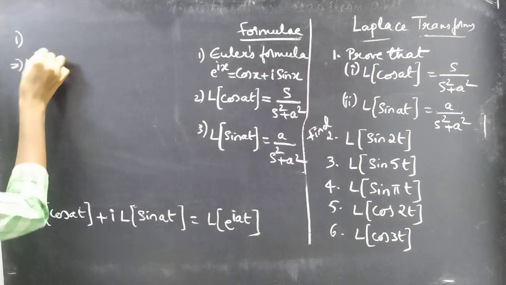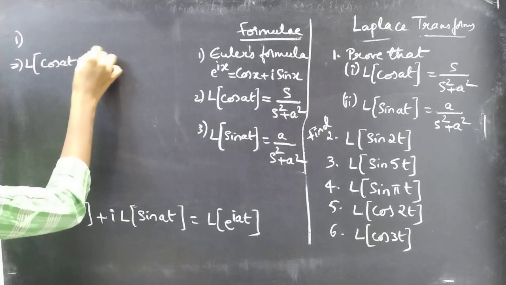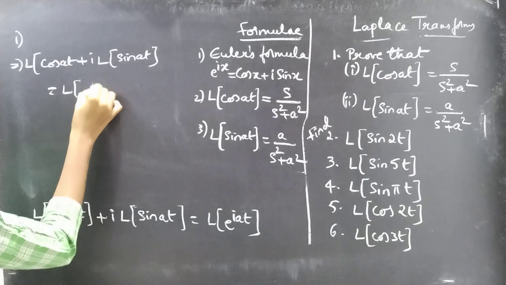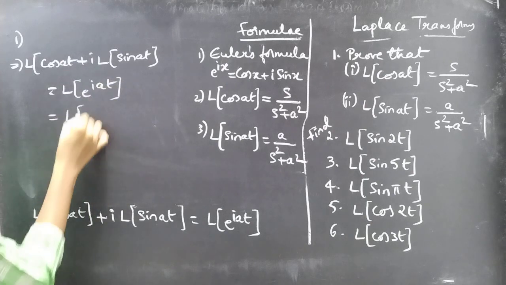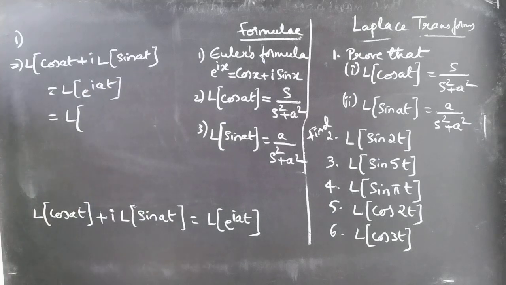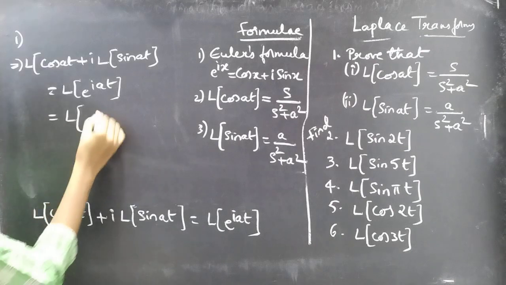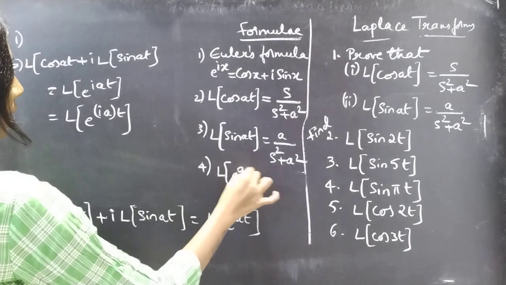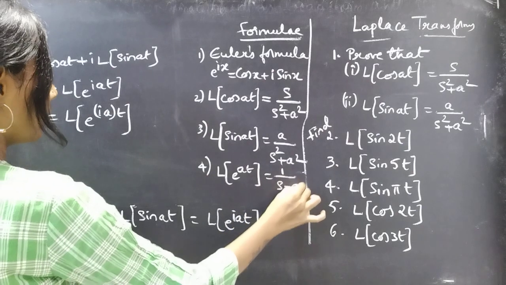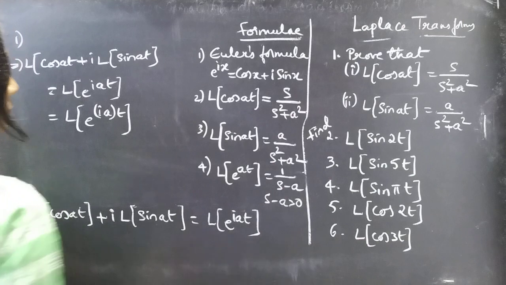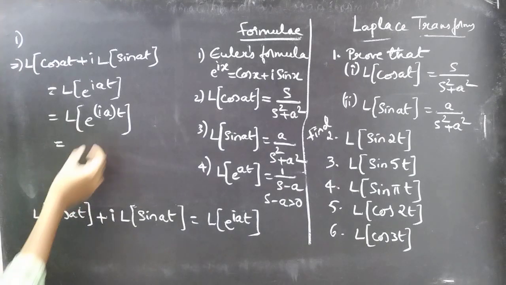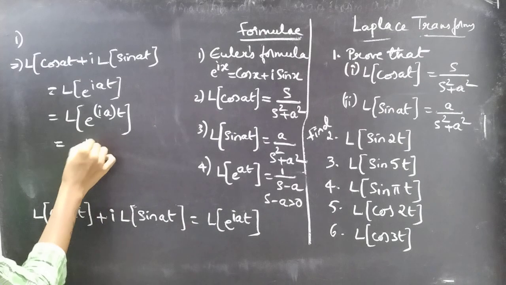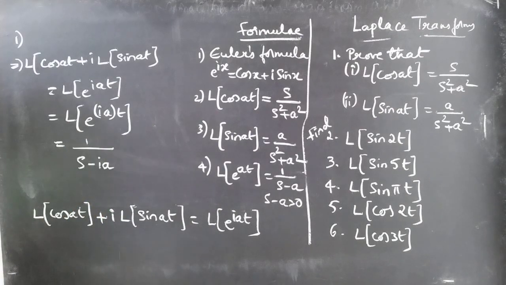Then L of cos at plus i into L of sin at equal to, I'm just writing this as it is, right? We can write e power iat as e power ia into t. Since we know that L of e power at equal to 1 by s minus a for s minus a greater than 0, right? So here just compare e power iat with e power at, then for a equal to ia we'll get 1 by s minus ia, right?